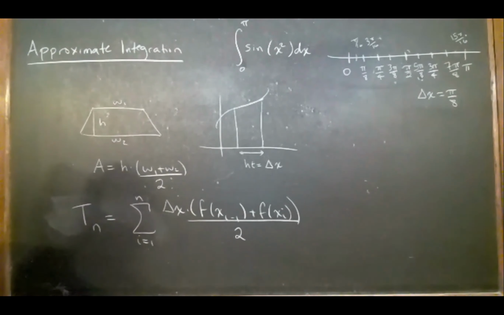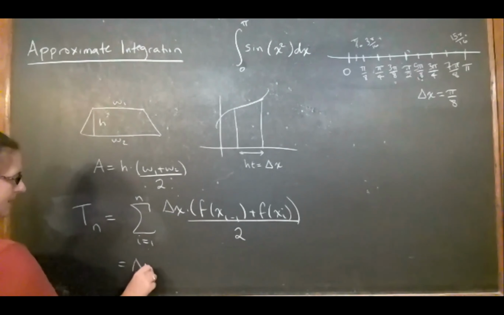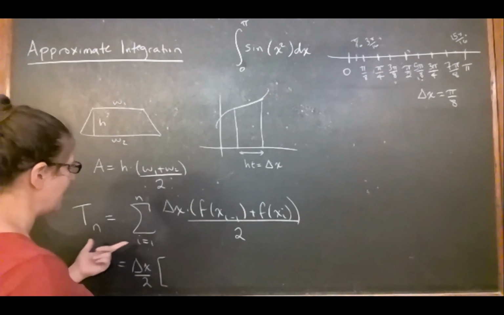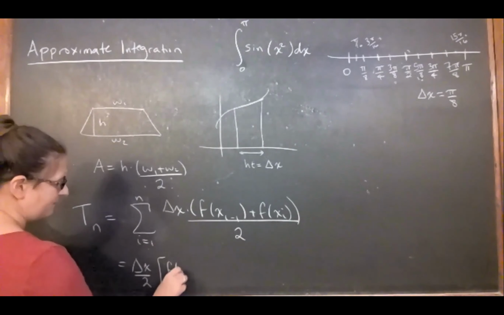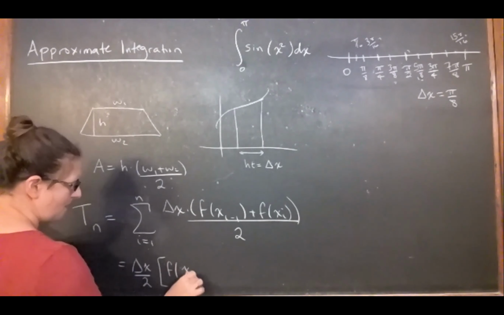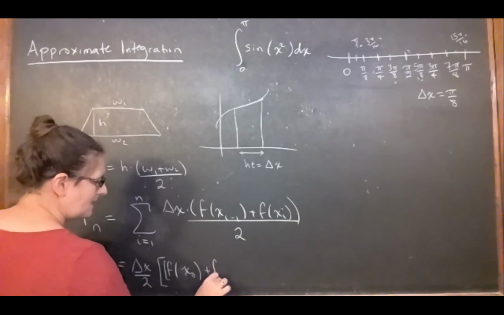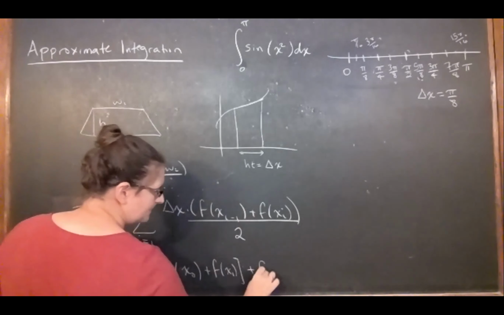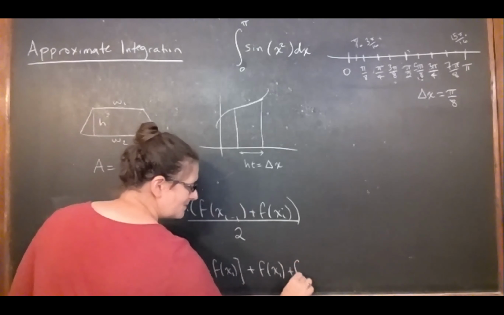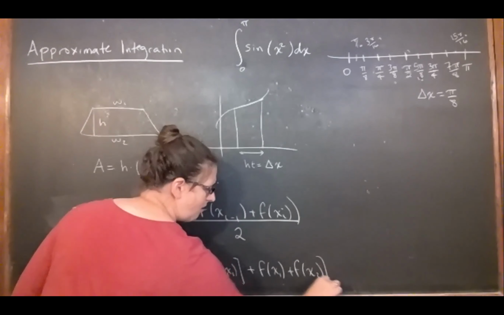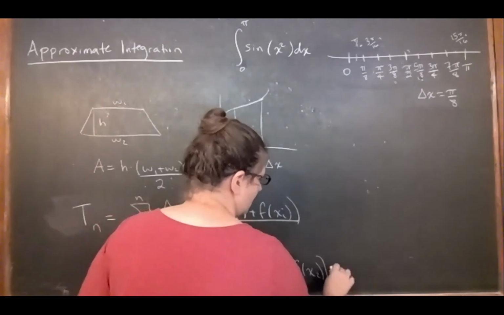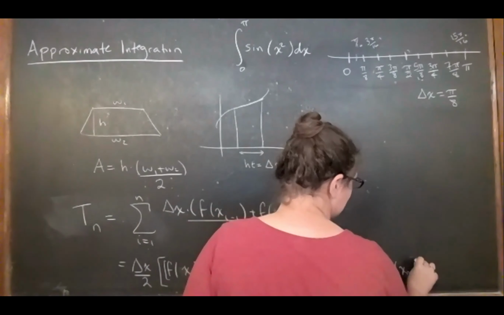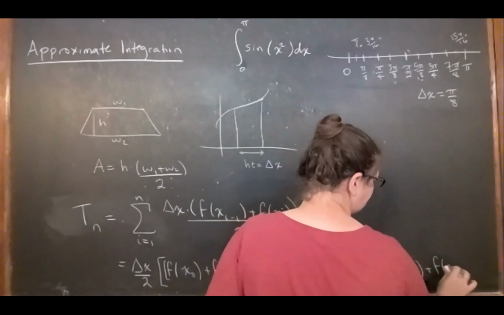If I really write this out, I have delta x over 2 because delta x is the same. Now, if I start from i equals 1, I've got f of x0 plus f of x1, right? And then the next step is going to be f of x1 plus f of x2. So if I write all of these out and I keep going, all the way to f of x sub n minus 1 plus f of x sub n.